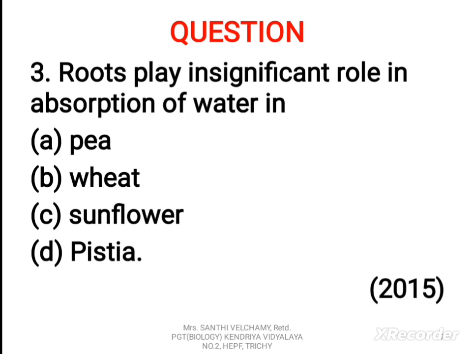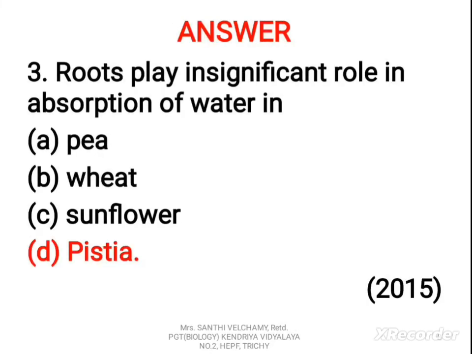Now the third question. Roots play an insignificant role in absorption of water in: A. Pea, B. Wheat, C. Sunflower, D. Pistia. The correct answer is Pistia. Pistia, the water lettuce, is a floating aquatic plant. In aquatic plants, roots are generally poorly developed and do not take part in the absorption of water. Water is absorbed by the general body surface in these plants.